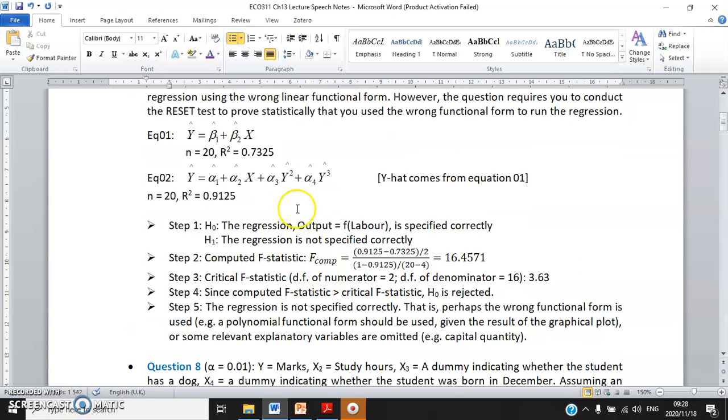The argument is, why don't we include labor squared, capital squared? It could be a polynomial model. So maybe I'm using the wrong functional form. And I most likely commit underfitting because I exclude capital quantity. So in step 5, you can speculate the possible specification bias. Is it underfitting, overfitting, or using the wrong functional form?